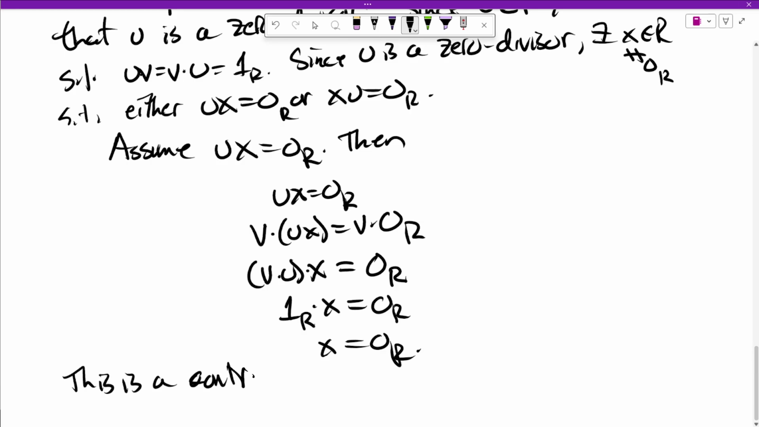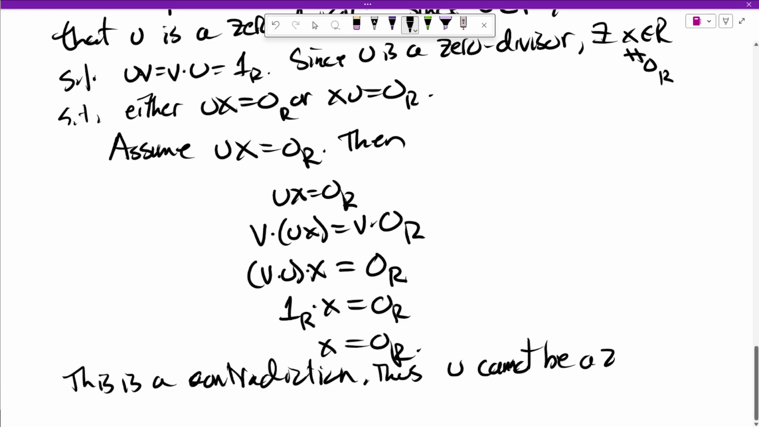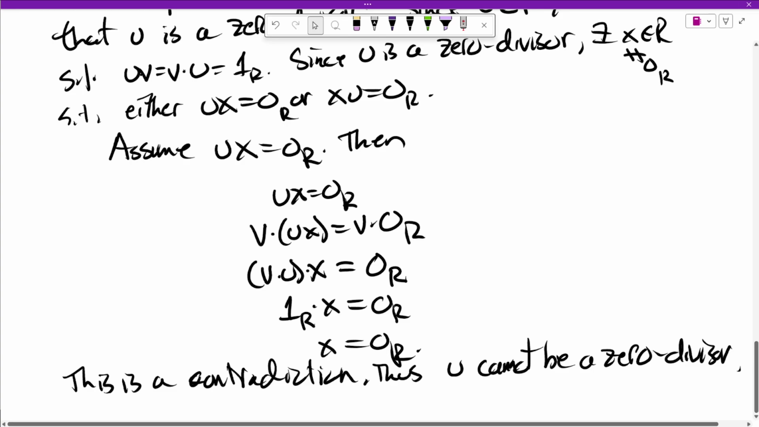Thus U cannot be a zero divisor. That's what we are contradicting. Okay, great. So the units and zero divisors are kind of separate from each other.